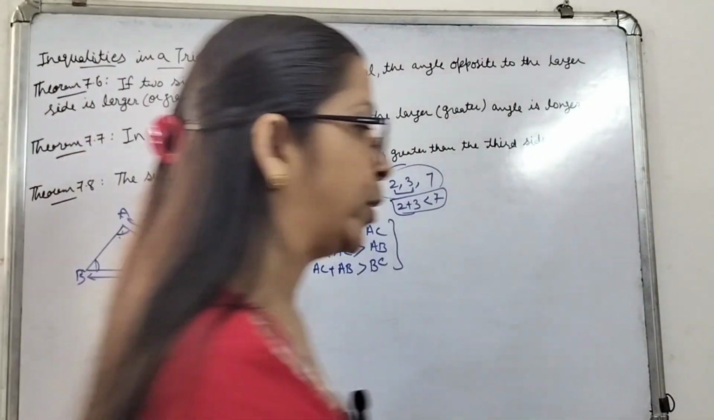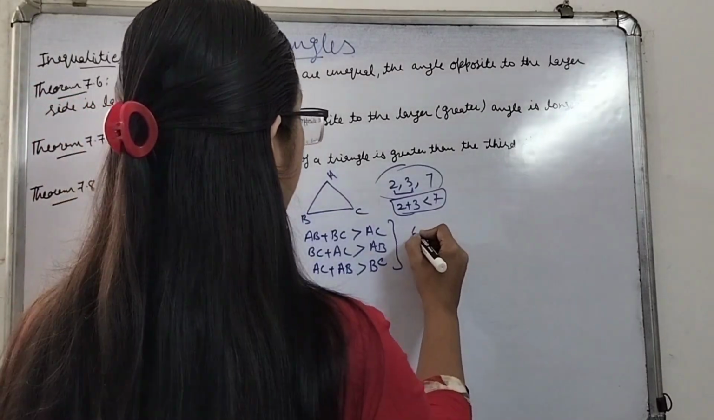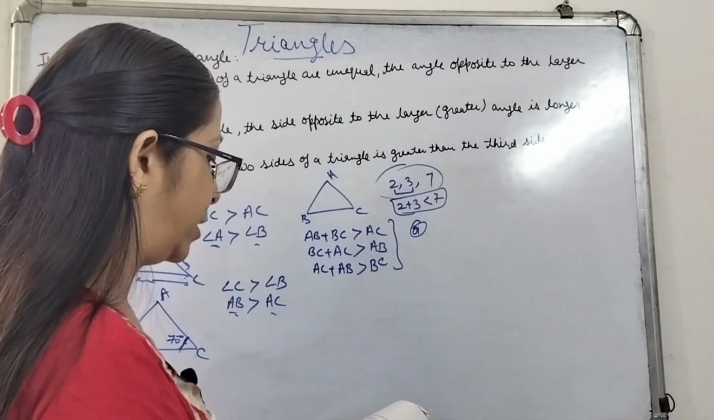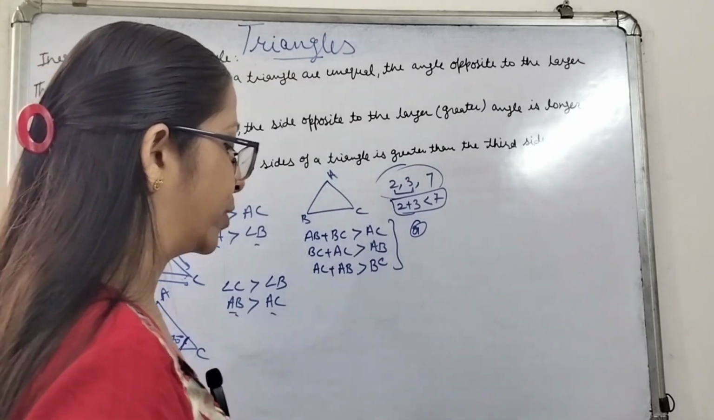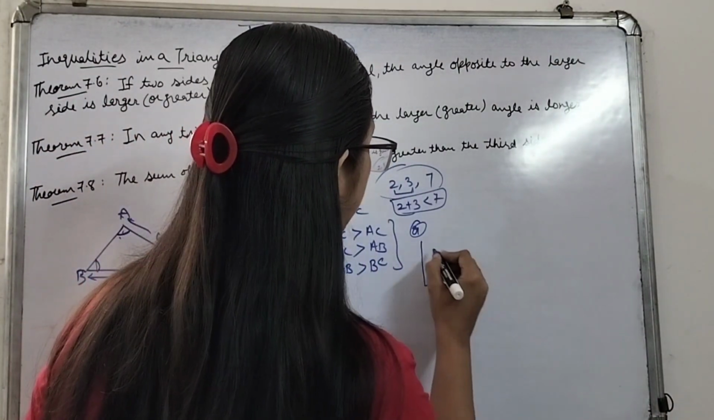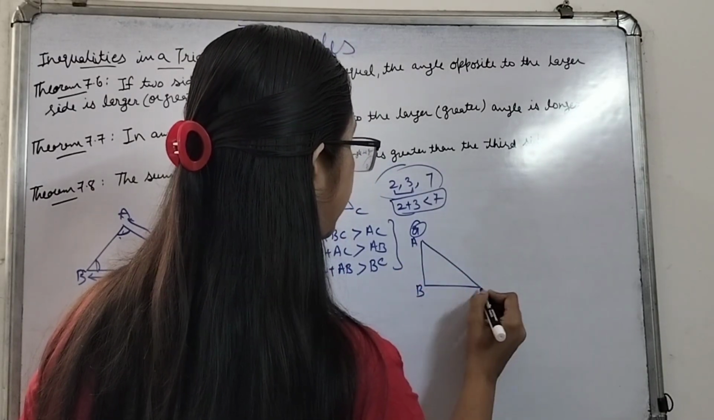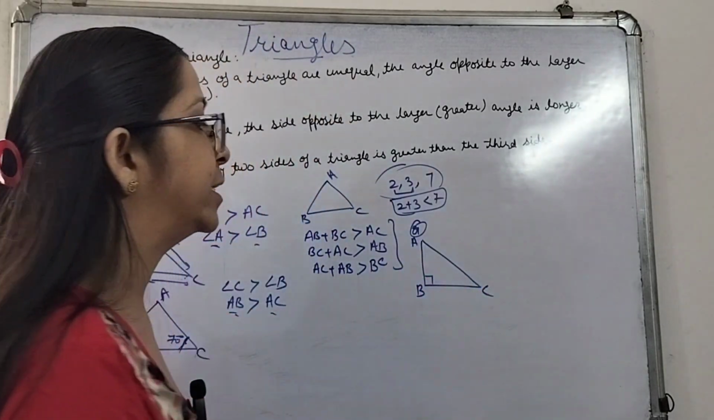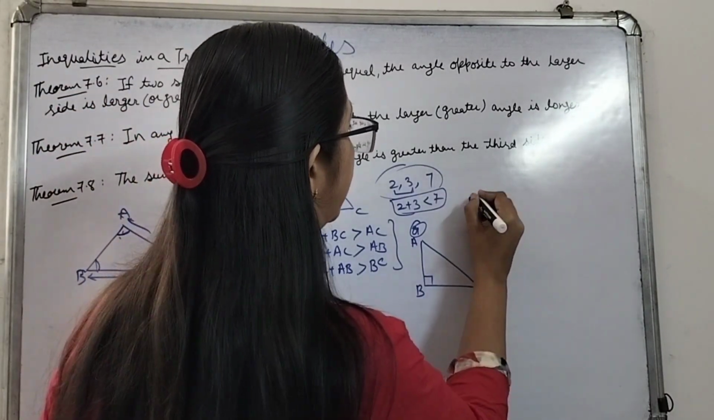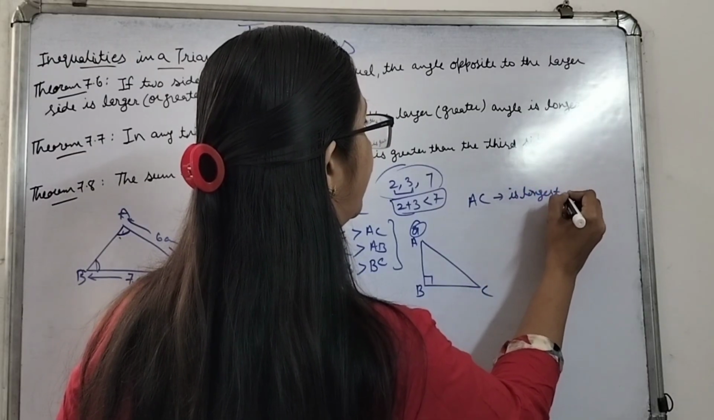Now let's see one of the questions from your exercise 7.4. That is question number 1 only we are considering. Show that in a right angled triangle, the hypotenuse is the longest side. See, right angle triangle means one of the angles is 90 degree. This is triangle ABC in which angle B is 90 degree. Now we have to prove that AC, that is the hypotenuse, is the longest side. This we have to prove.